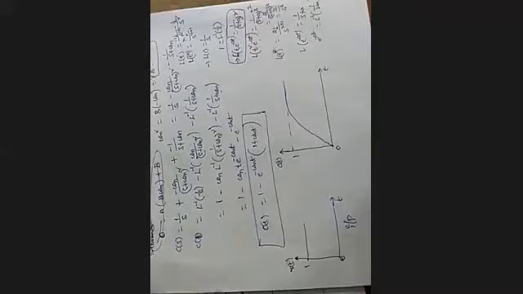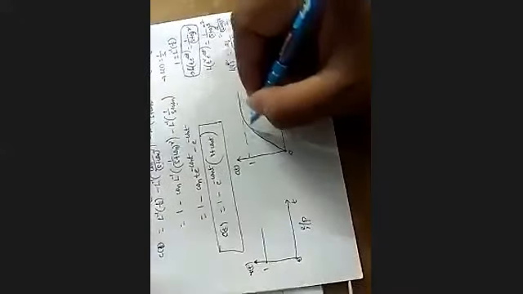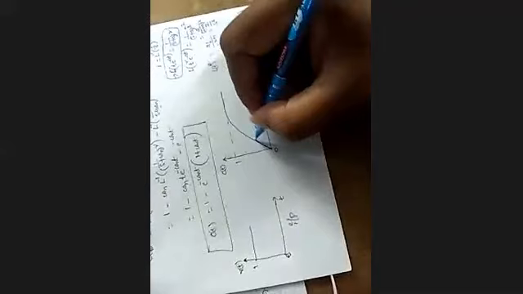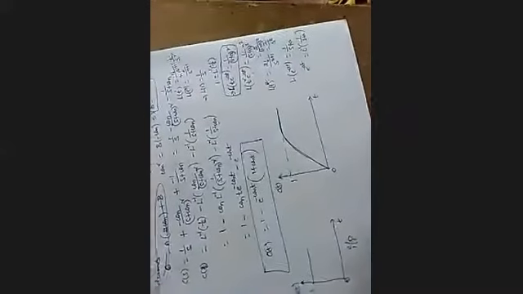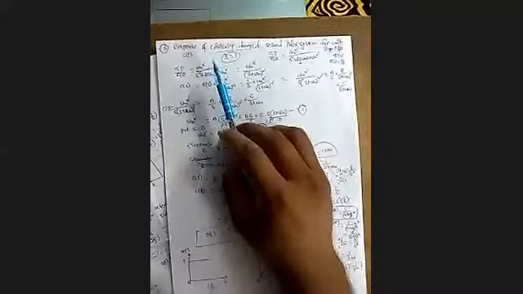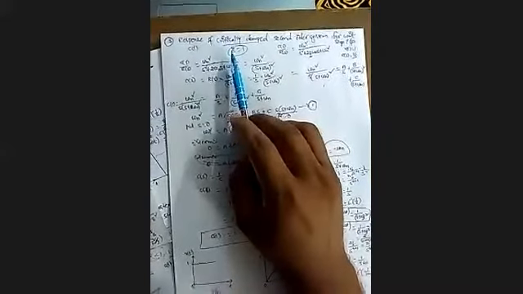So the response of the critically damped second order system has no oscillations. It means it can be drawn simply like this, without oscillations. So this is the response of a critically damped second order system. So very, very important, this one. The response of a critically damped second order system for unit step input.